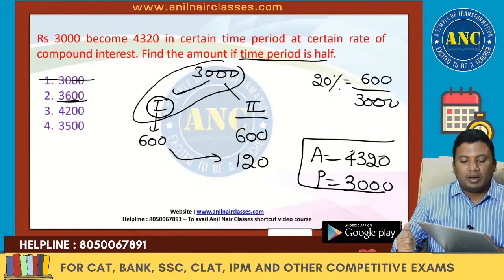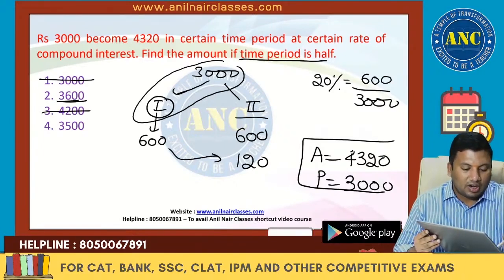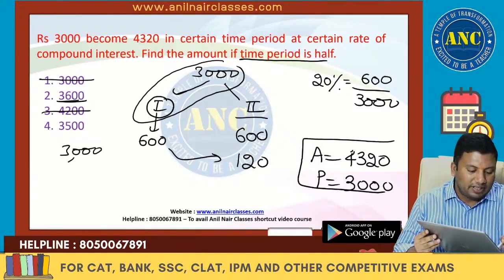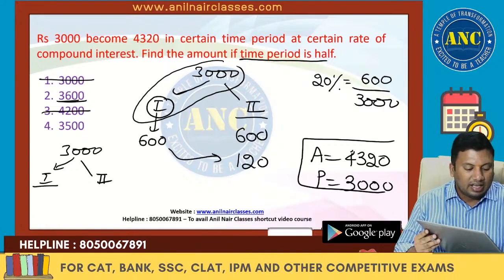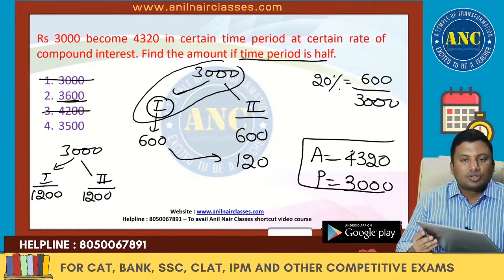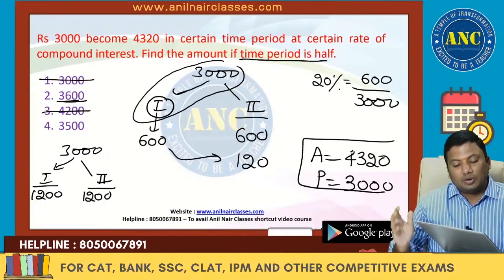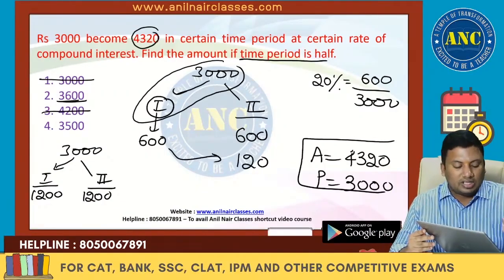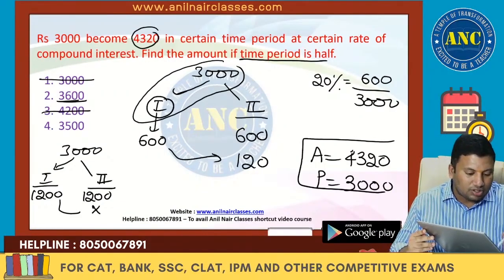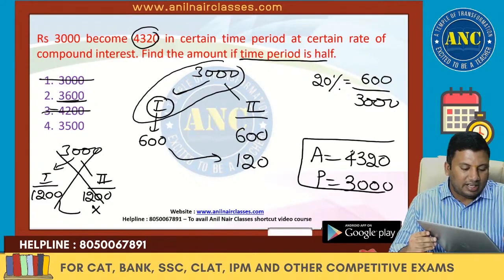Either you can go by the answer option, right? See here, 4200 cannot be possible, because if it is 4200, if it is first year and second year, this will be 1200. This will also be 1200. So 3000 plus 2400 is 5400, but the final amount is 4320, and that too something extra we will get. Third option, anyway it is not possible.